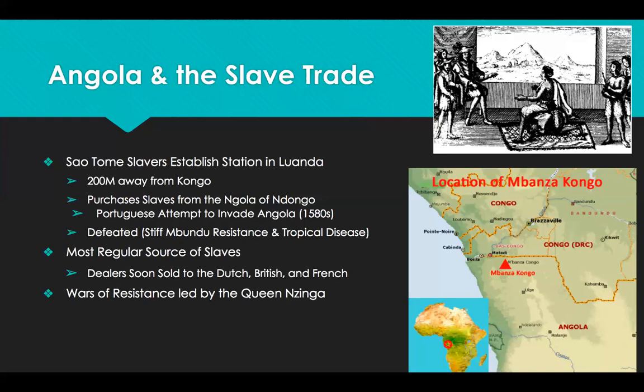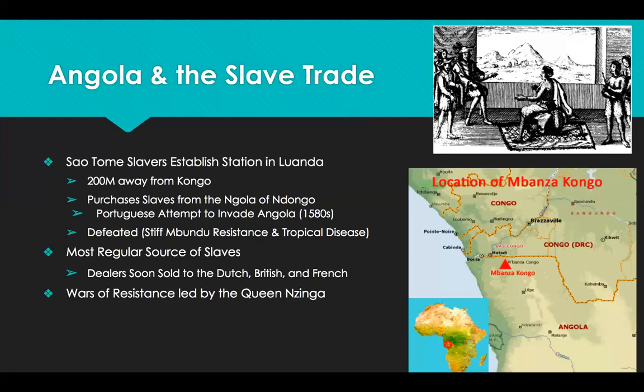But in the 17th century, as the Portuguese kept trying to come in, the resistance led by her ensured that the Portuguese settlement was confined to Luanda and other coastal enclaves. Portuguese supported slave raids continued, but by mid-century, they had given up their attempts to conquer the interior.